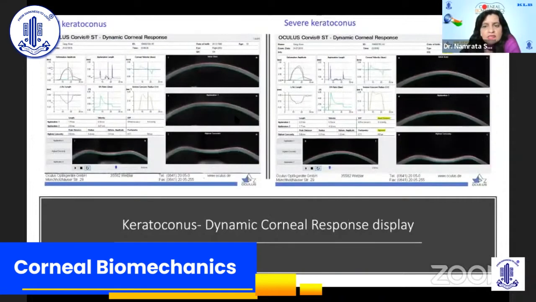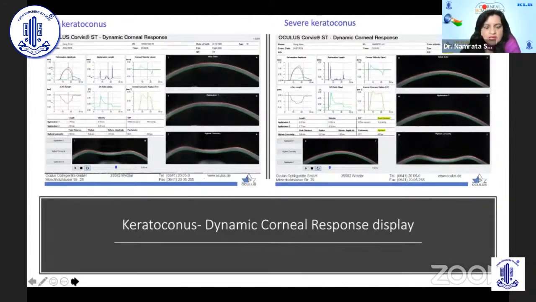And on this dynamic corneal response curve, again, you can see that the various parameters are also altered, like the applanation length, the arc length, the DA ratio, and because it's mild, the values are altered less here as compared to severe keratoconus, where they are altered more, if you compare the two fellow eyes of the same patient.